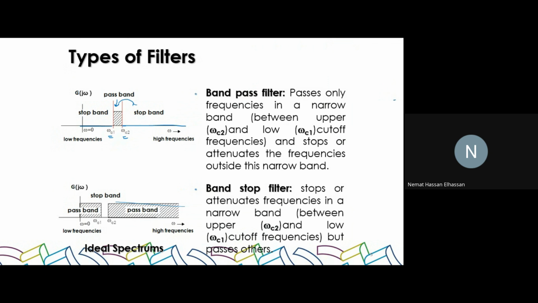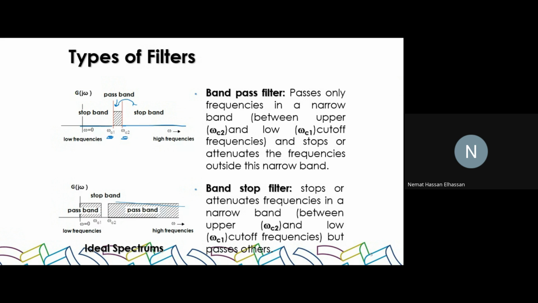So band pass filter, as the name indicates, instead of just a single cutoff frequency, where whether you're higher or lower, you get to pass, we have a range. We want frequencies between omega 1 and omega 2 to pass. Anything outside that range, whether it's higher than omega 2 or lower than omega 1, we want it to be blocked. So this is called the band pass because we have a specific band that we want to pass, which is between the two cutoff frequencies, omega C1 and omega C2.